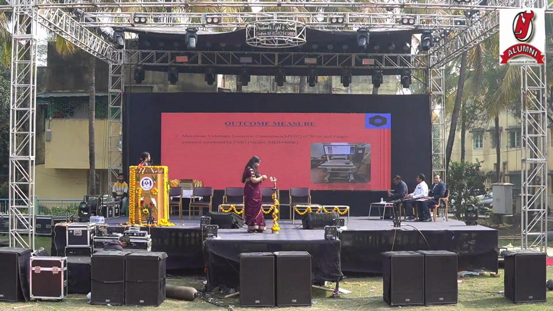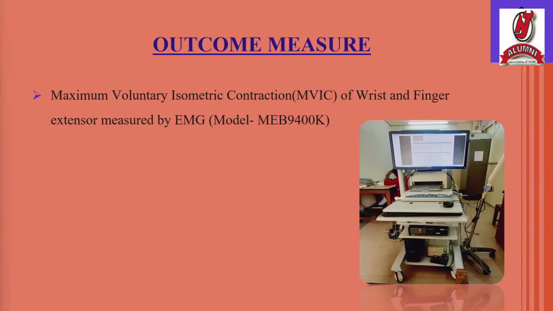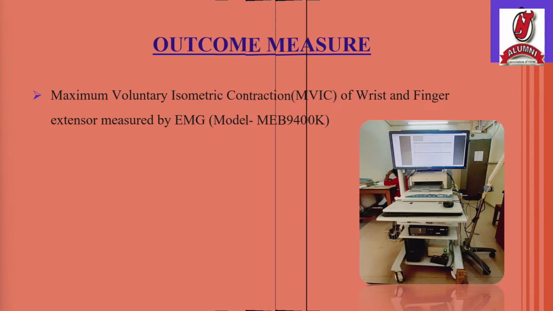Maximum voluntary isometric contraction of the wrist and finger muscles was recorded by the EMG machine as an outcome measure. Next. This study was approved by the Institutional Ethical Committee of NILD and it was also registered in ctri.nic.in. Next.